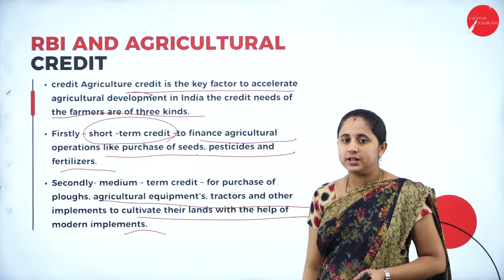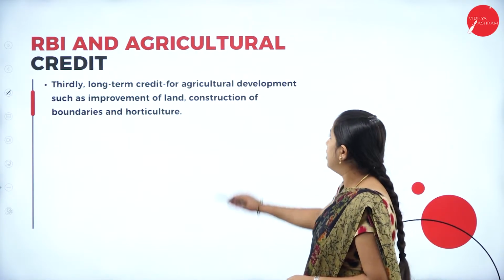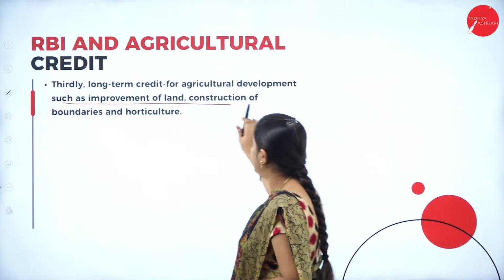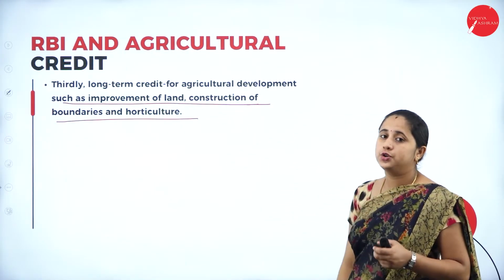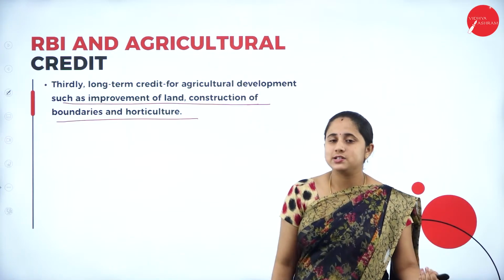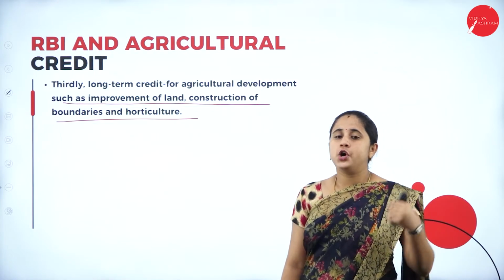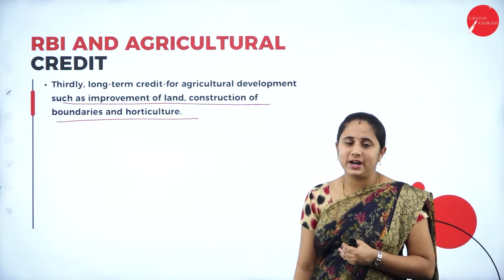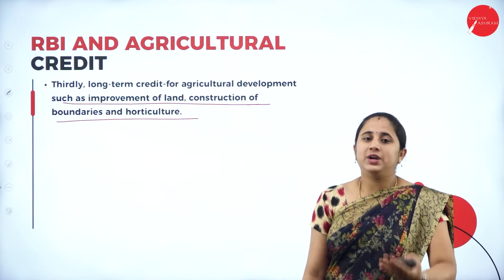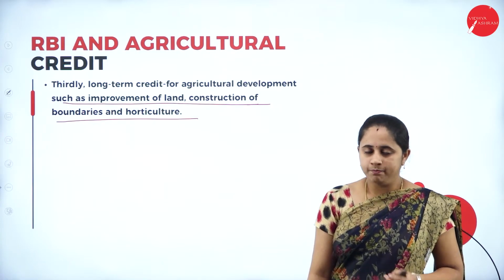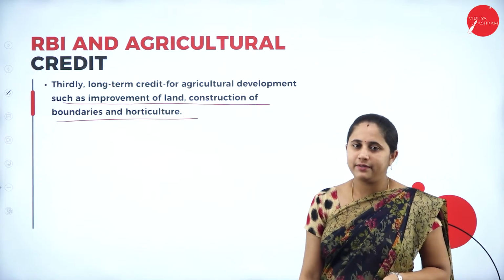The third one is long-term credit for agricultural development, such as improvement of land, construction of boundaries and horticulture. In order to improve their land and the agricultural sector, it requires long-term credit. So, RBI has to ensure this short-term, medium-term and long-term credit for the agricultural sector. It helps the farmer to develop and increase their agricultural activity, so that finally it contributes to economic development and growth.